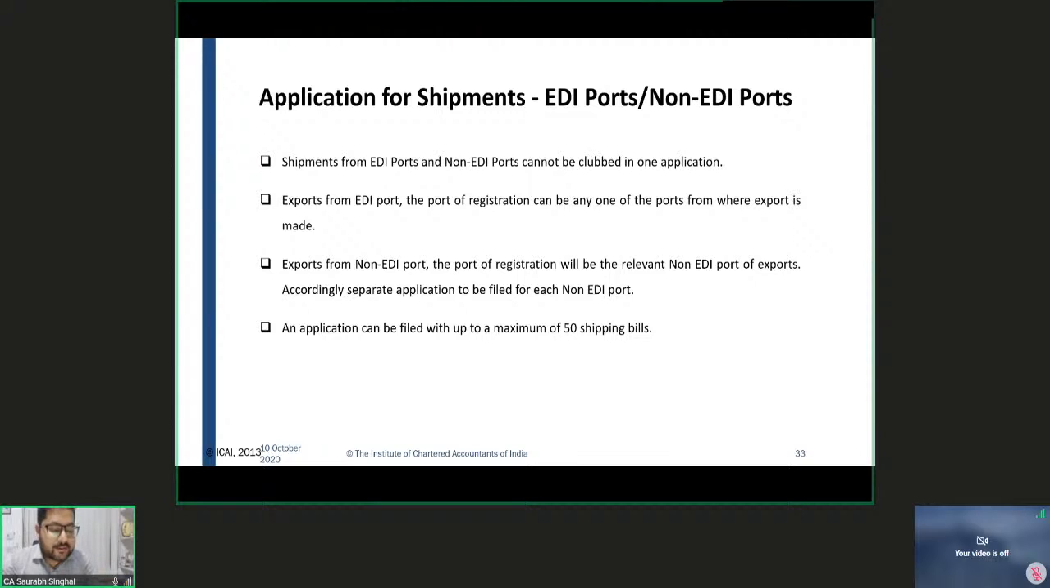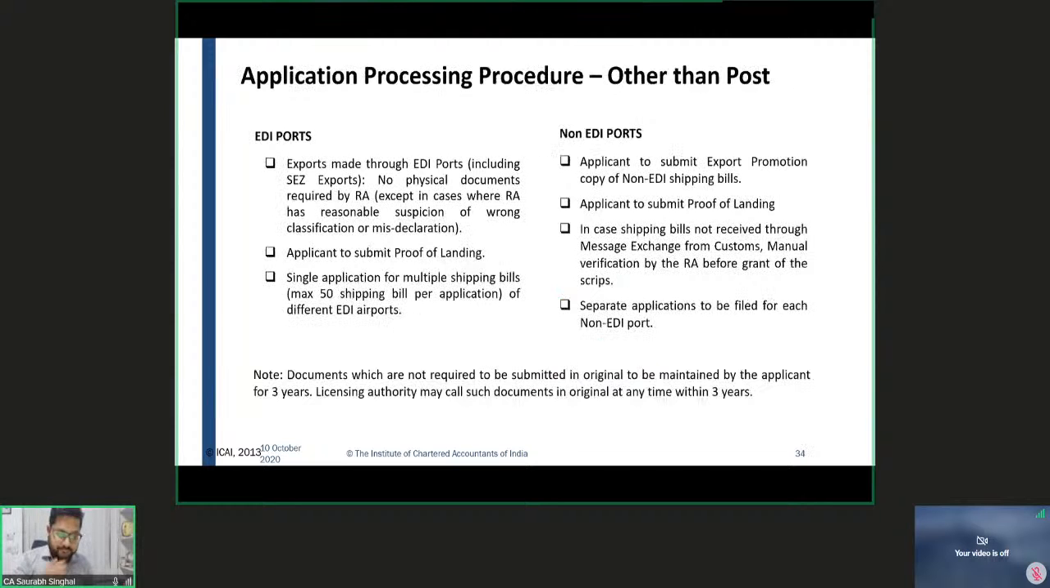Now, what is relevant on this slide is that an application can be filed for grant of MES with a maximum of 50 shipping bills. You can't give 500 shipping bills and say, please give me a script. The maximum limit of an MES application is 50 shipping bills.